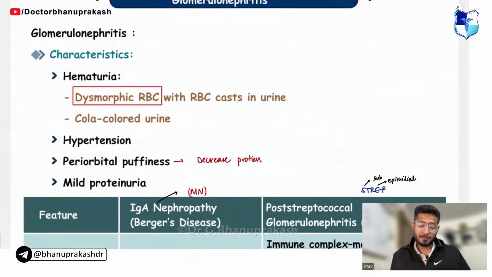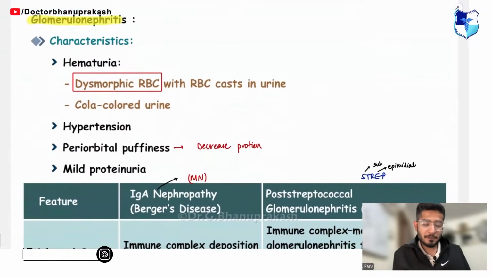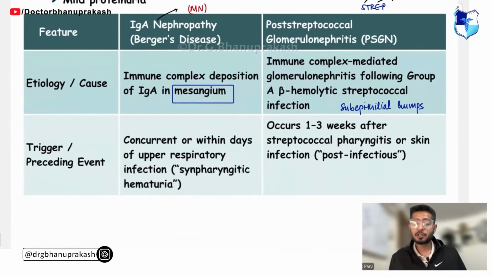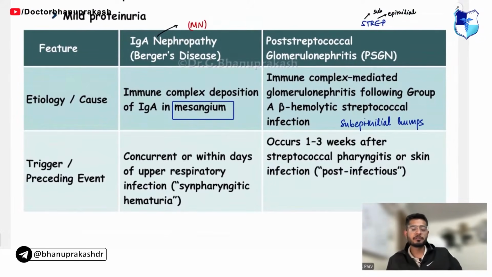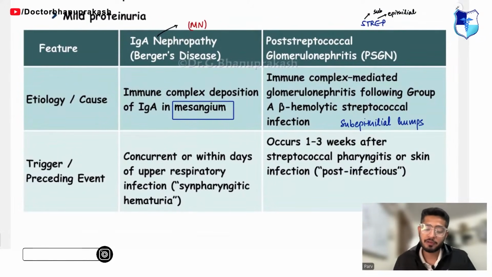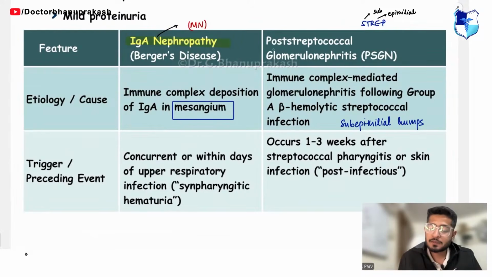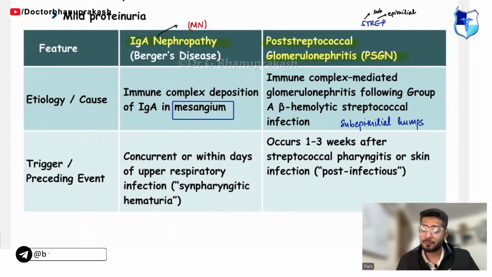Okay, coming on to glomerulonephritis, just remember, if in the question they give you keywords like RBC cast in the urine, dysmorphic RBC, cola colored urine, the answer is going to be glomerulonephritis. And there are two very important differential diagnoses when it comes to glomerulonephritis. One is going to be IgA nephropathy, one is going to be post-streptococcal glomerulonephritis.